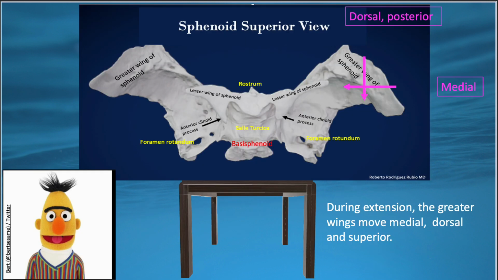Now during extension, the opposite happens. The greater wings move posteriorly, okay, and medially, and superiorly. And so what happens is the head gets thinner, more elongated, and you're going to look more like Bert, okay? You're going to have that long, narrow head like Bert when the cranium and the sphenoid go into extension.